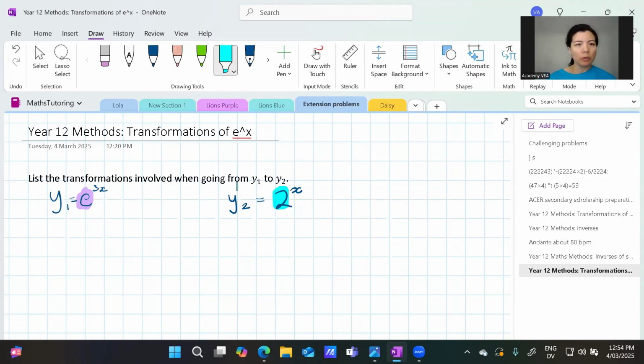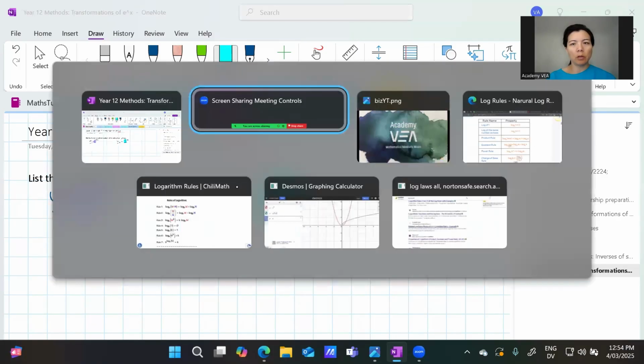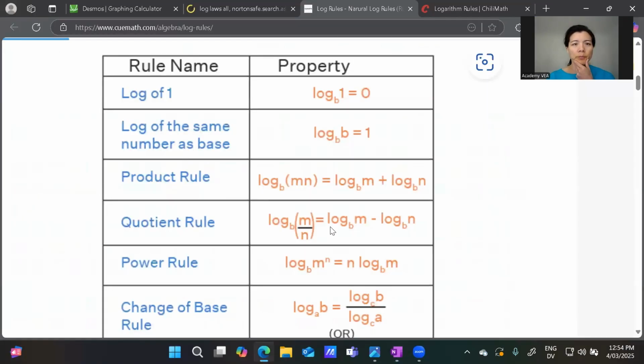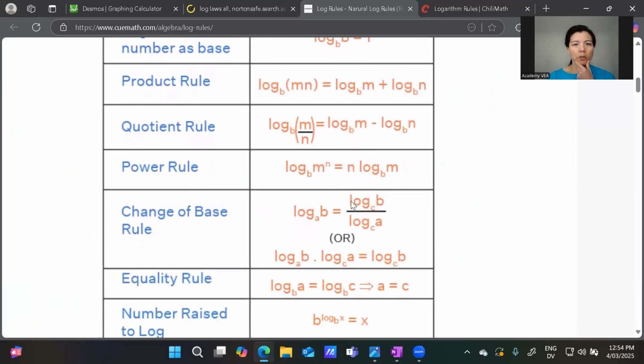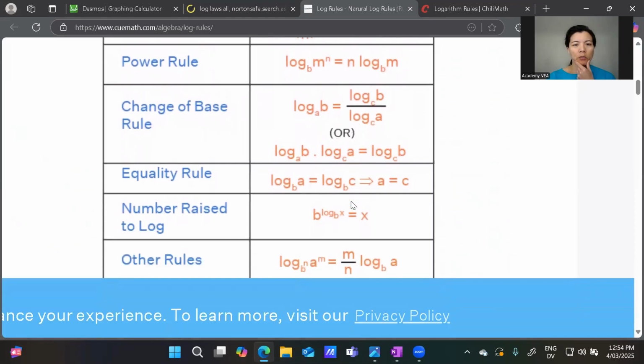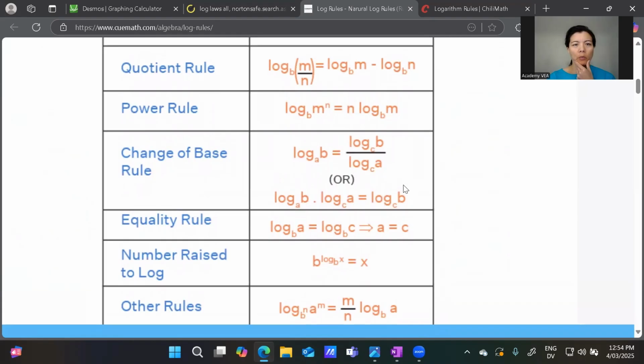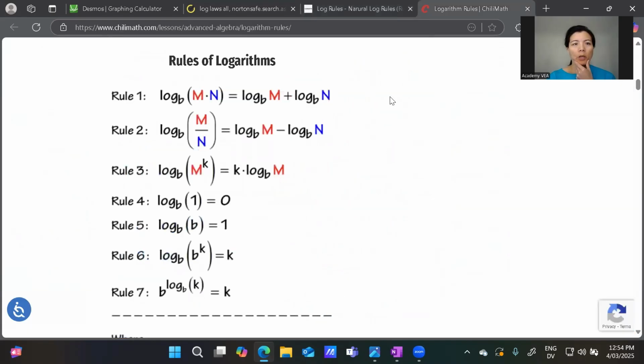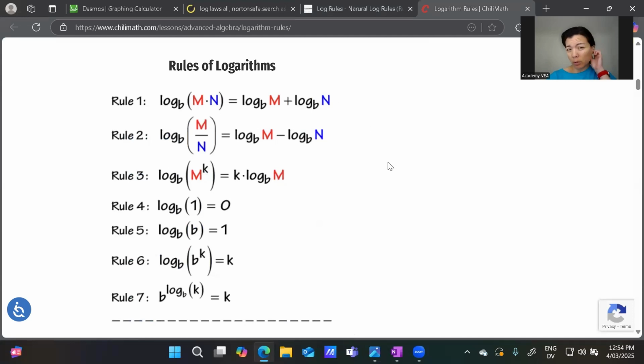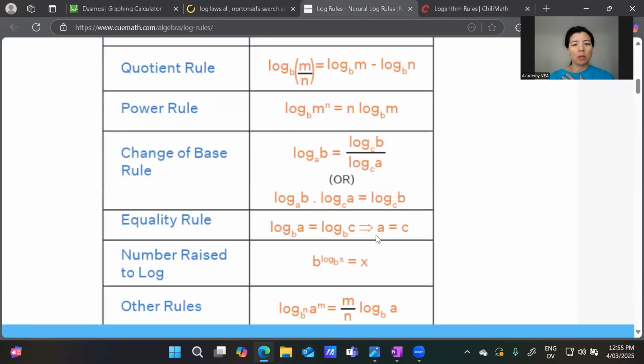So the shortest way of doing this is to use one of the log rules. So here are the log rules in various forms. This one is from qmath.com, and you can take a screenshot of that if you prefer the Word version. And you can also use the rules like so if you prefer rules 1 to 7. So the thing we're going to use is rule number 7 on this list, or the number raised to log rule here.